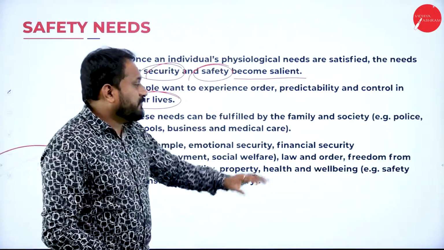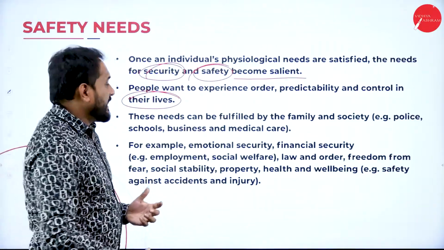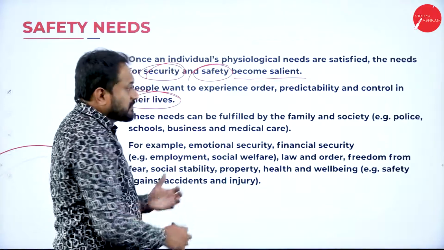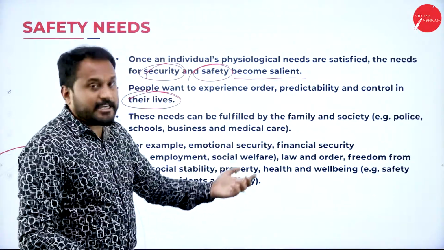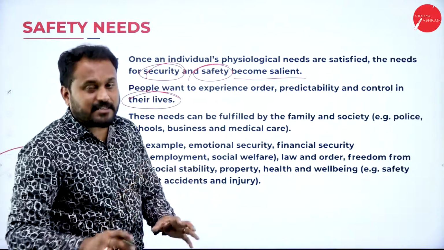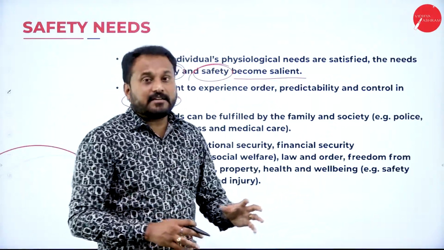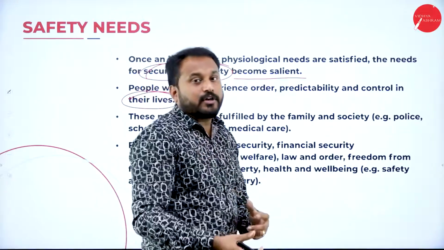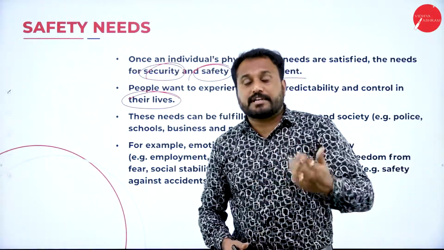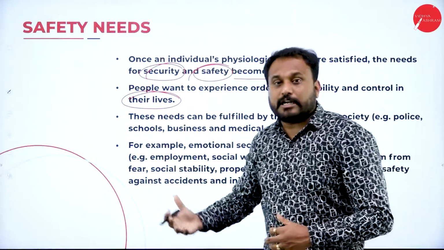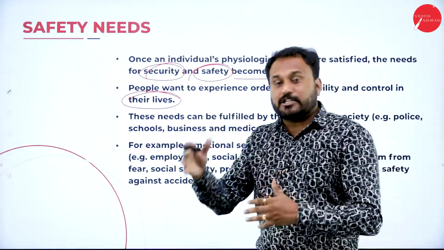These needs can be fulfilled by family and society. Like, for example, police, school, business, medical care. All those things are the basic things which safety need is all about. You will go to a police station if there is any problem and the police need to secure you, safeguard you. You go to school so that you can learn so many things, so people cannot cheat you.